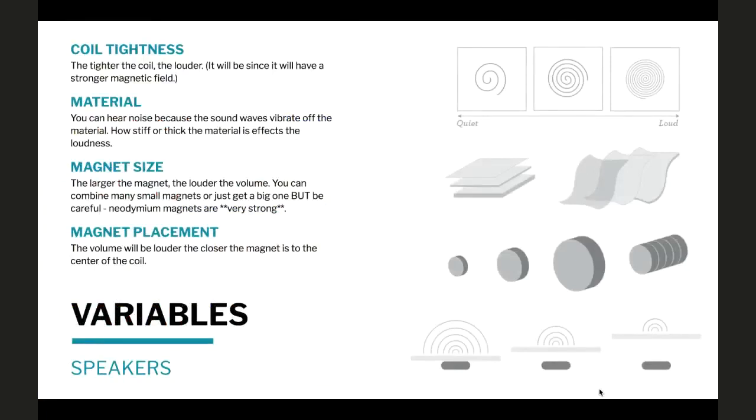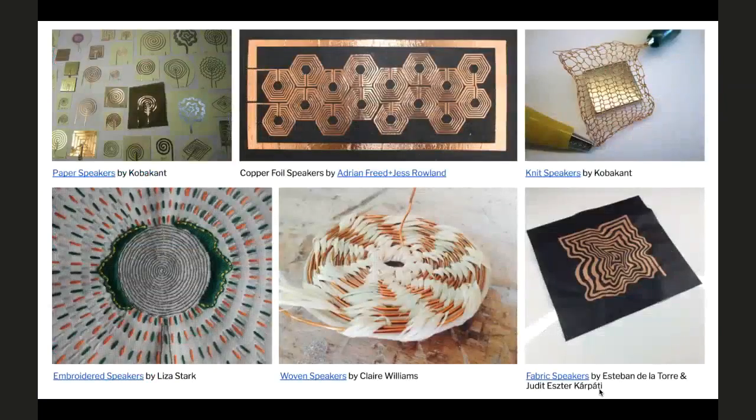When you're starting to think about how you might want to create speakers, there are different variables that you need to think through. We can use paper or fabric as this cone, this membrane, and instead of using wire, we can use wire or conductive thread or any other conductive material to serve as the coil, and then we can put a magnet underneath.